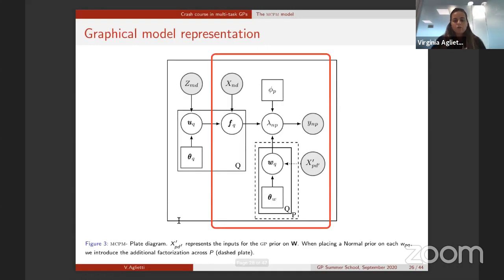So if we focus on this plate diagram and specifically on the red box in this plate diagram, the idea of this model is to consider these Q latent functions with some inputs, space or time or whatever you want, and some weights that are again following a GP, where we again consider a GP as a prior, and we have these task descriptors together with the exponential transformation. They give us an intensity, and then sampling from the Poisson we obtain the counts.